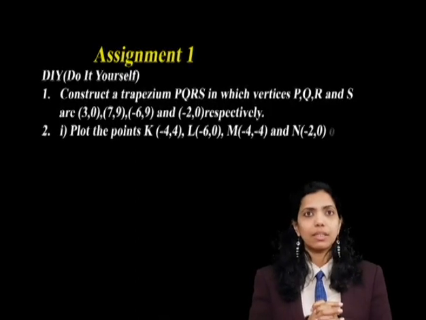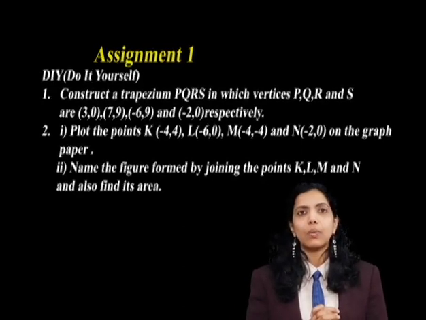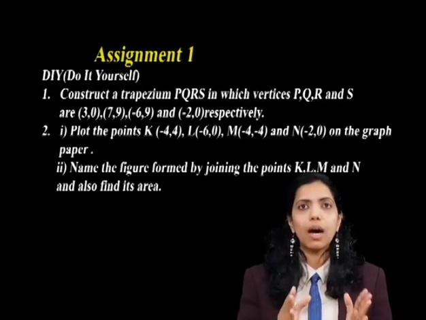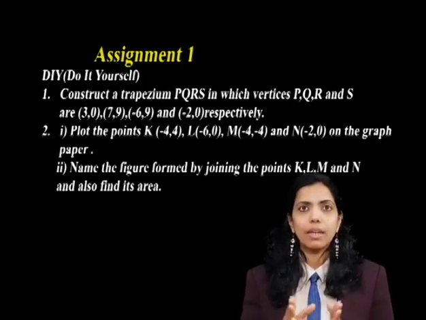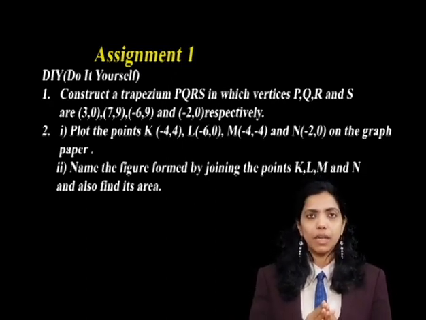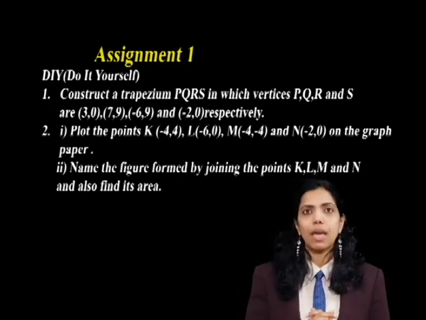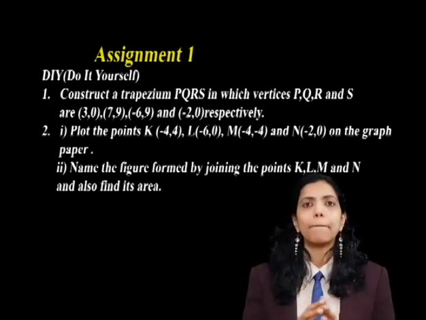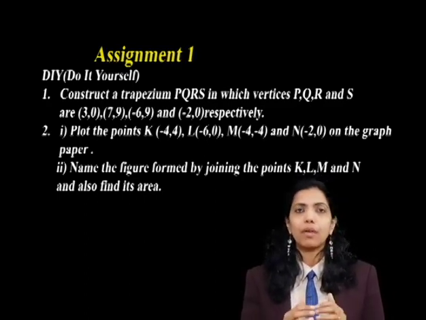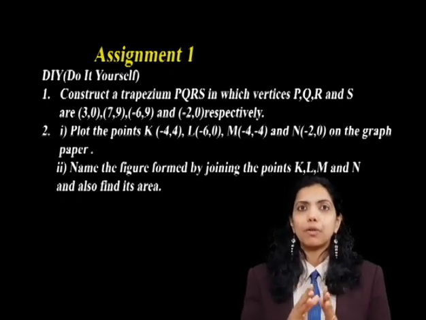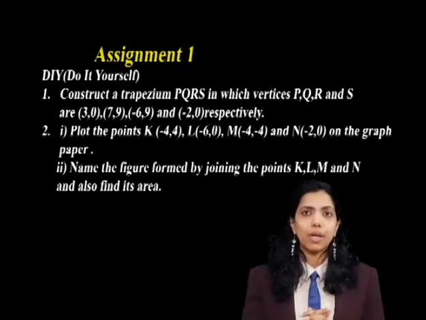DIY, do it yourself. Question number 1. Construct a trapezium PQRS in which vertices P, Q, R and S are (3, 0), (7, 9), (-6, 9) and (-2, 0) respectively. Question number 2. Plot the points K (-4, 4), L (-6, 0), M (-4, 4) and N (-2, 0) on the graph paper. And one more question is there. Name the figure formed by joining the points K, L, M and N and also find its area.